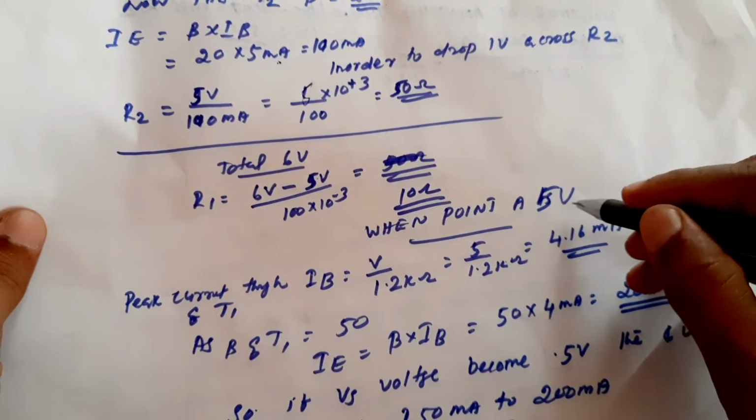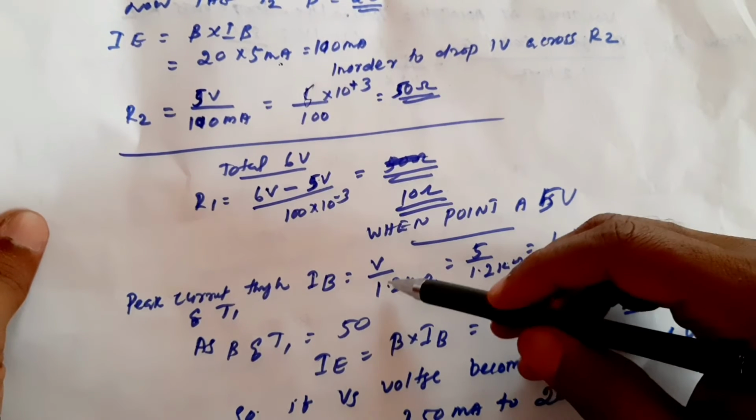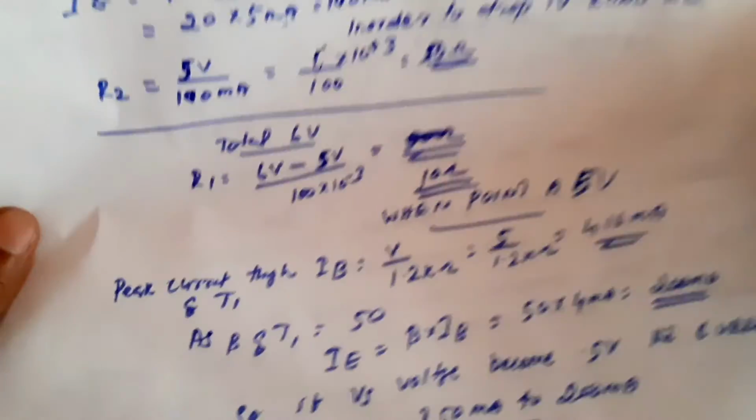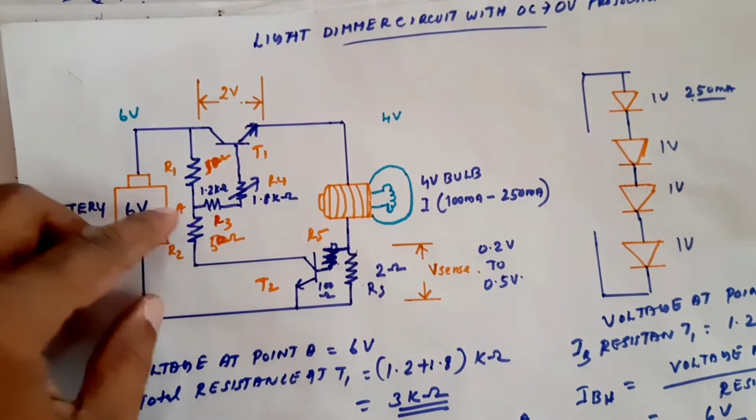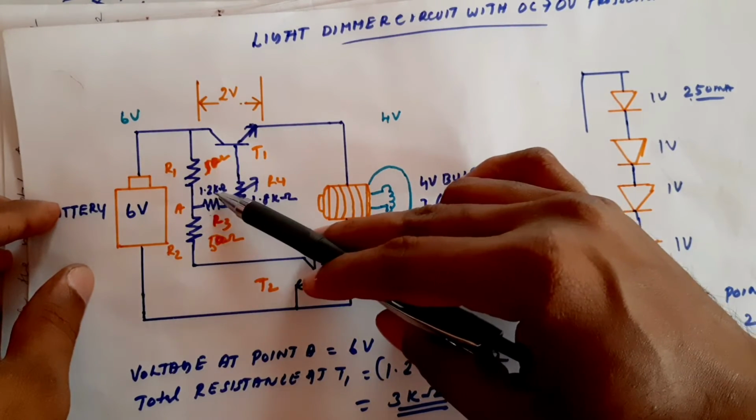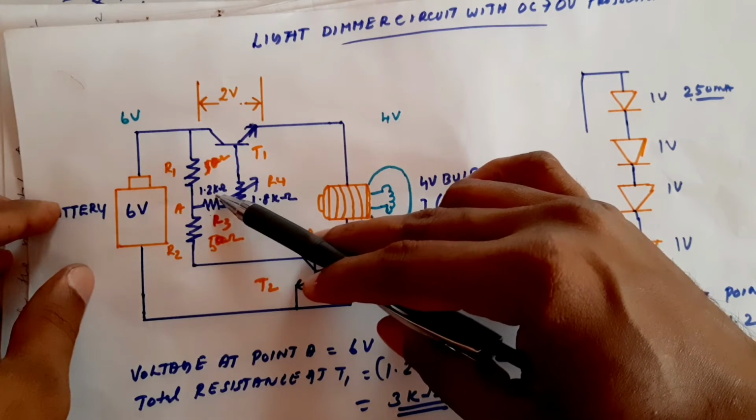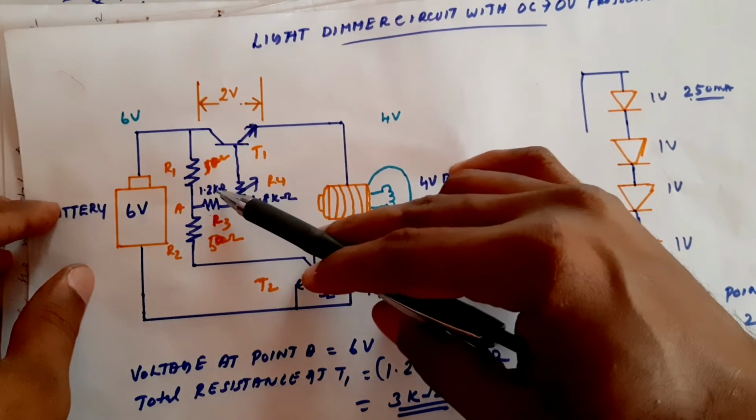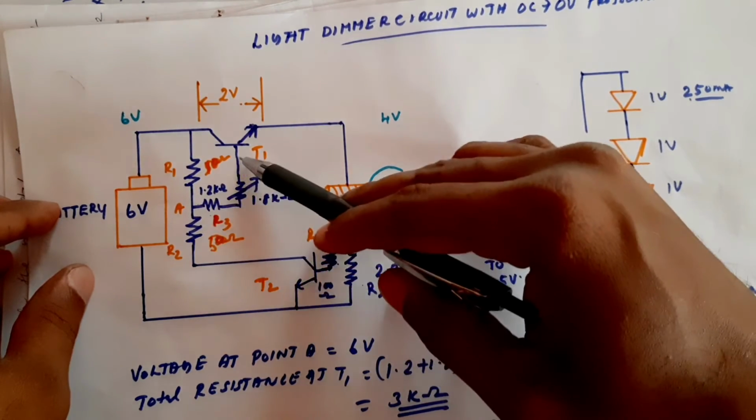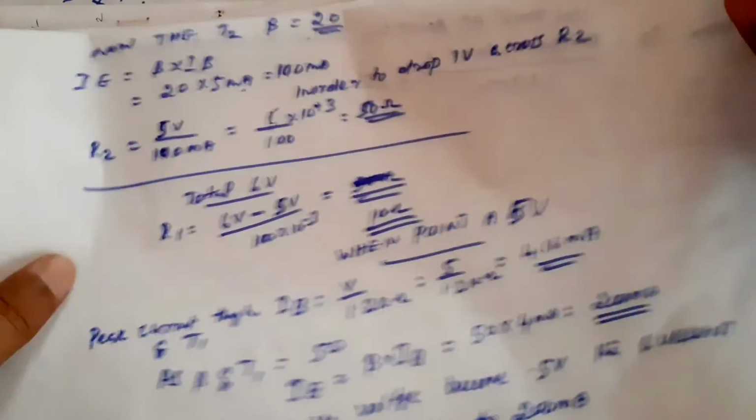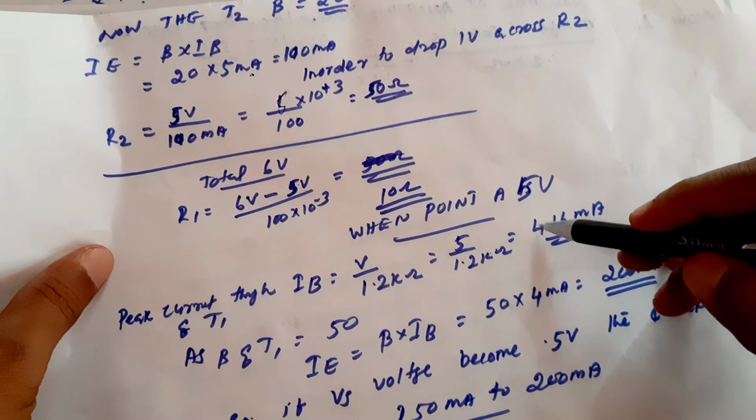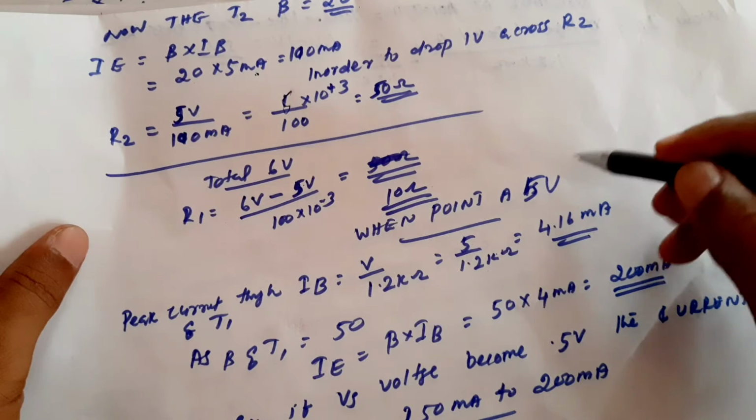When point A is at 5 volt, what will be the current through the base of transistor T1? The resistor value is the minimum, 1.2 kilo ohm. 5 volt divided by 1.2 kilo ohm will give the base current, which is 4.16 milliampere. Earlier it was 5 milliampere.